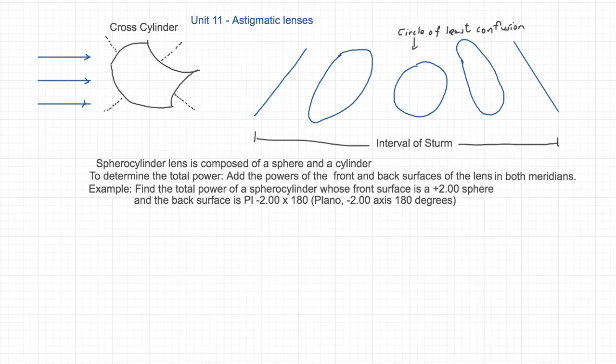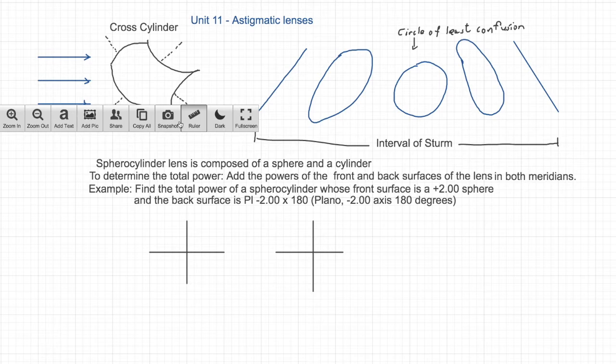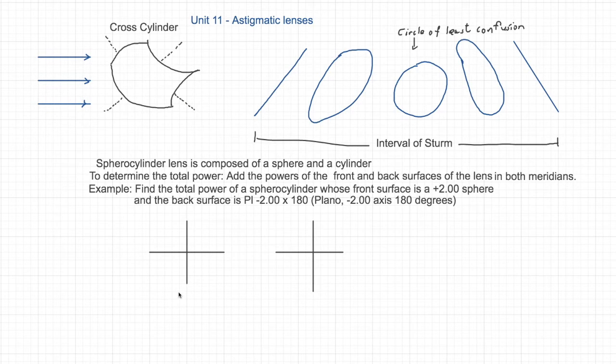That means that the axis meridian is plano, and 90 degrees away, it's -2. And the axis is 180 degrees. That means the -2 power is 90 degrees away from 180, or 90 degrees. So let's draw it out. We'll draw what's called an optical cross for the front surface, and an optical cross for the back surface of the lens. And we'll fill in what the powers are in the 90th meridian and in the 180th meridian.